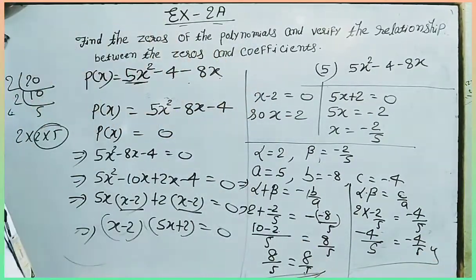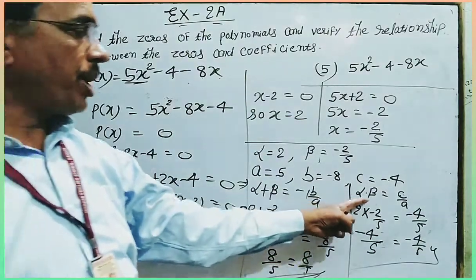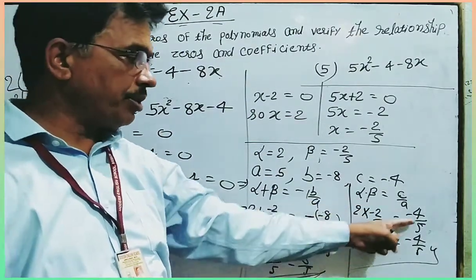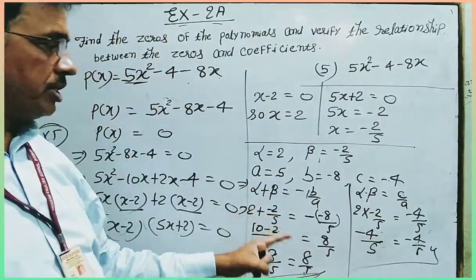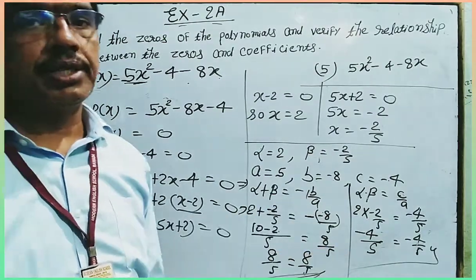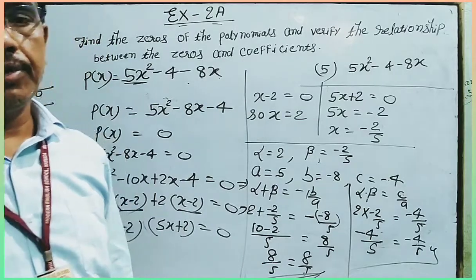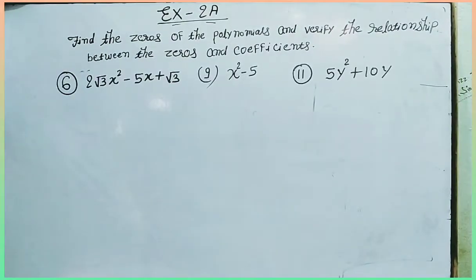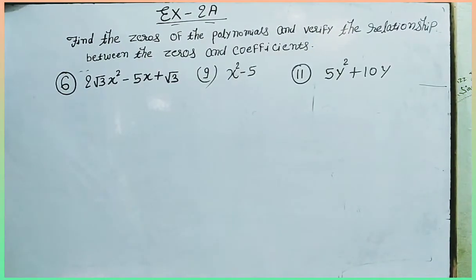Then both are equal. Then we can say the product of the zeros is equal to c by a and the sum of the zeros is minus b by a, and both are equal. That satisfies the equation. Try to solve some other questions related to exercise 2a.